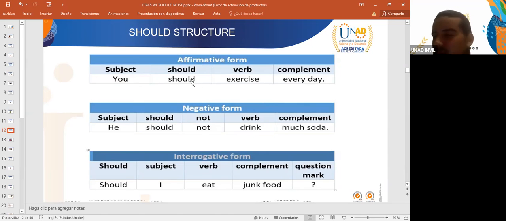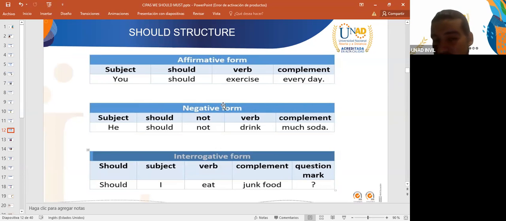In this case, it doesn't matter if it's he, she, or it, doesn't matter. For all the subjects, it's the same, it's with should. You should exercise every day, okay? Entonces, la parte afirmativa es súper sencilla, porque tenemos casi la misma estructura: un sujeto, el verbo, que es should, otro verbo y el complemento, si lo necesitamos. No importa cuál sea el sujeto, ya sea he, she, it, simplemente vamos a poner el should siempre para todos los sujetos. You should exercise every day. Usted debería ejercitarse todos los días.